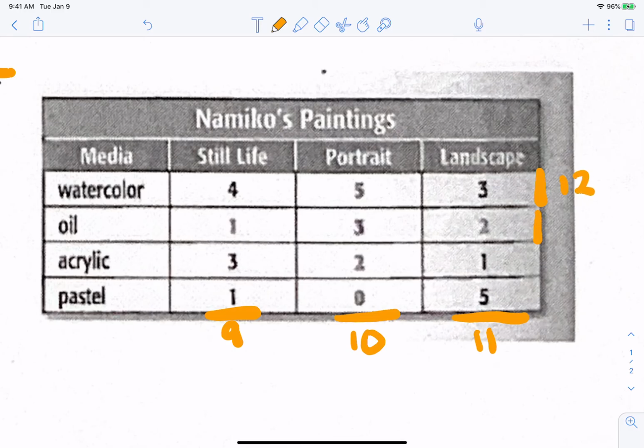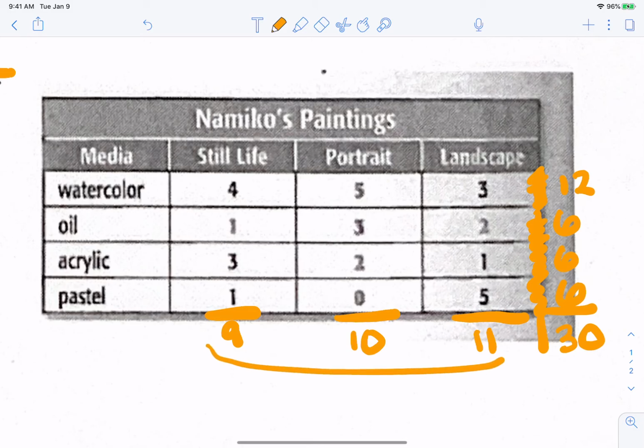How many total oil? 6. How many total acrylic? 6. This six looks like 16, but it's not. And how many total? 12 plus 18. You just had it. You can either add 9, 10, 11, 30, or you can add these 3 together, or those 4 together. 30 total. So 30 going across, 30 going down. There's 30 paintings represented on this thing.